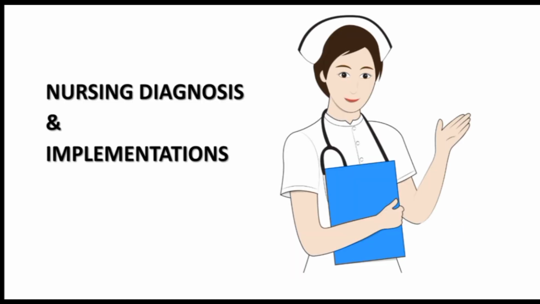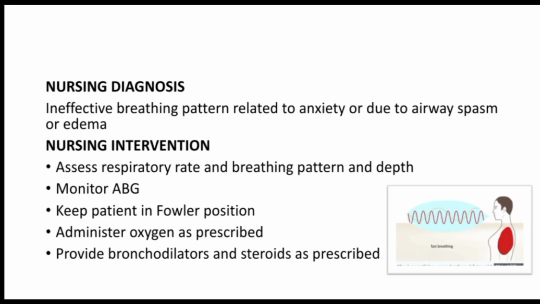Now let's discuss the nursing diagnosis and implementations. Nursing diagnosis: ineffective breathing pattern related to anxiety or due to airway spasm or edema. Nursing intervention: assess respiratory rate and breathing pattern and depth. Monitor ABGs. Keep patient in Fowler position. Administer oxygen as prescribed. Provide bronchodilators and steroids as prescribed.